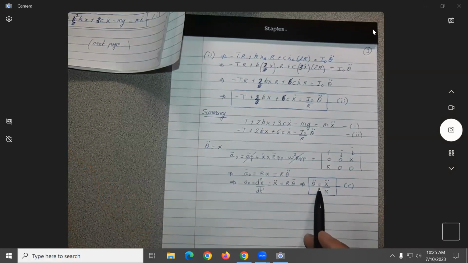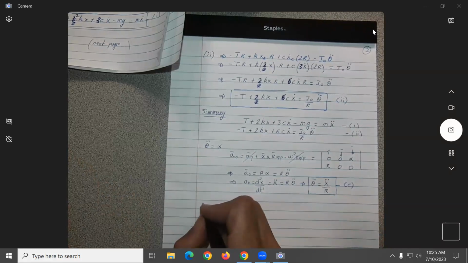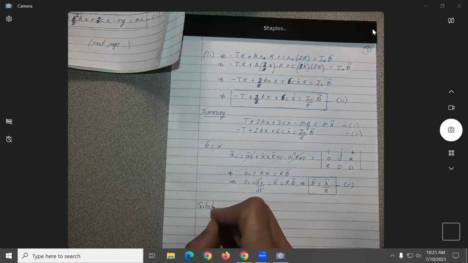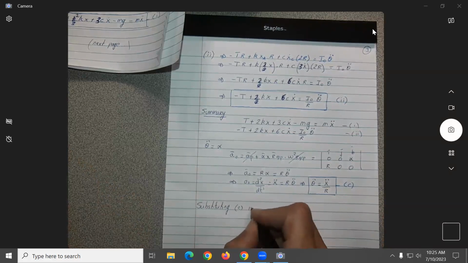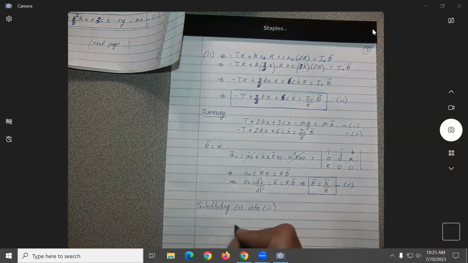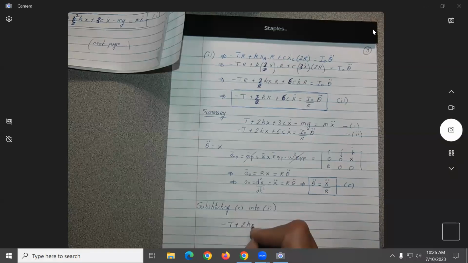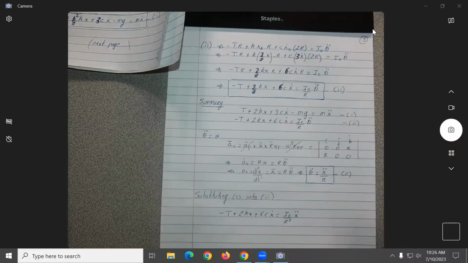Okay, so what I'm going to do now is substitute this one into this equation here. Substituting 3 into 2, this will give us what? Minus T plus 2kx plus 6cx dot equal to I sub naught over R squared x double dot.